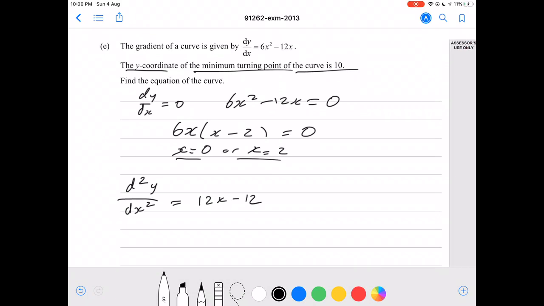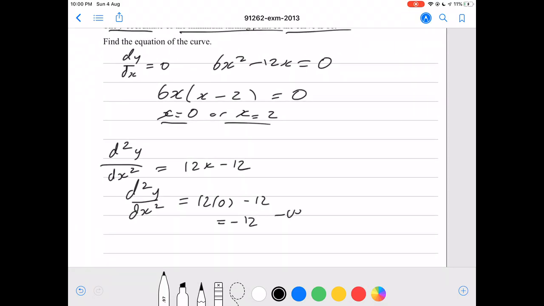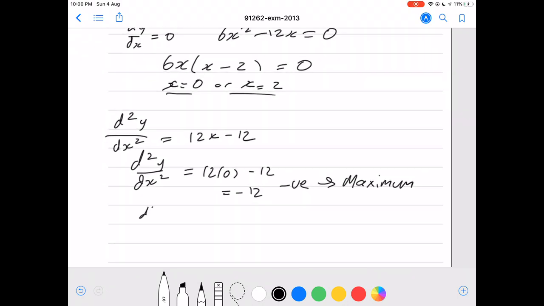So now if we substitute x equals 0, for example, that would be 12 times 0 minus 12, and that gives us negative 12. This is negative, so therefore this would be our maximum turning point. When the second derivative is negative, then it's a maximum. If the second derivative is positive, then it's a minimum. And if we say d squared y over dx squared of 12 times 2 minus 12, this gives us positive 12. This is positive, therefore this is a minimum.